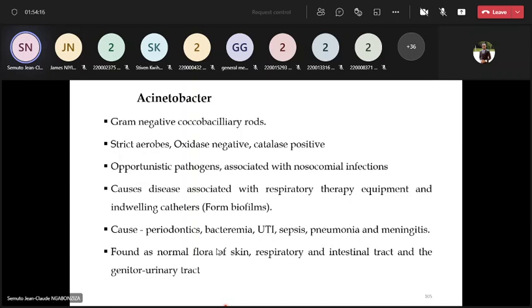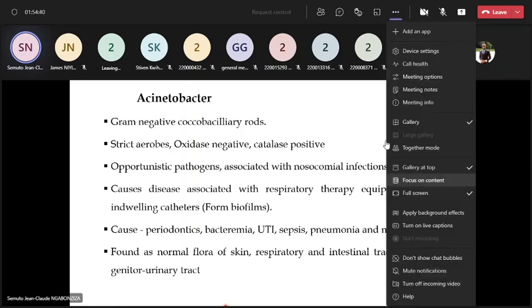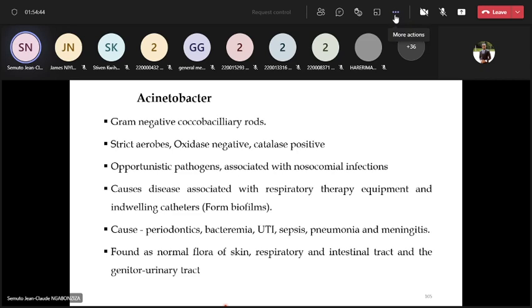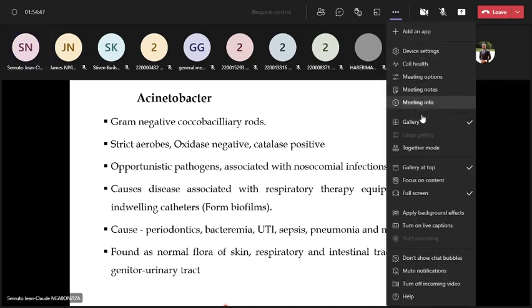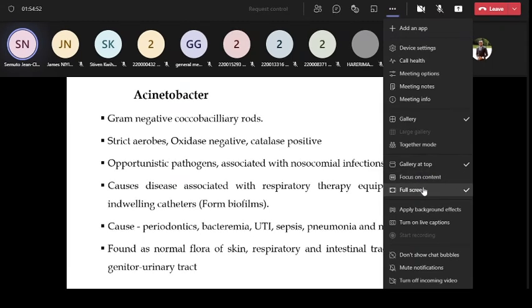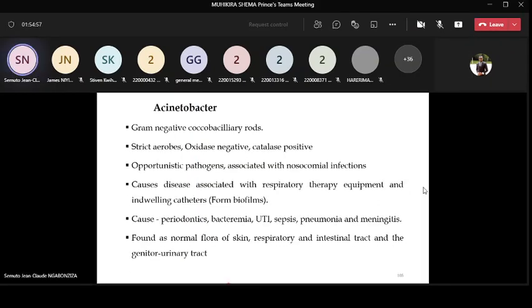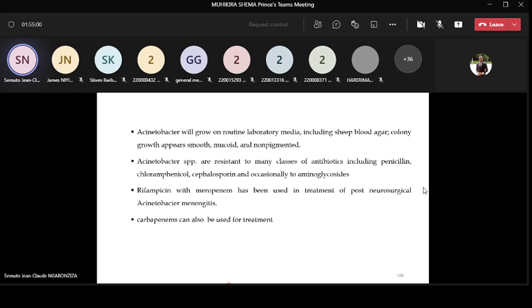like catheter, and they form biofilm on the equipment or the internal or external body. They can cause periodontitis, bacteremia, urinary tract infection, sepsis, pneumonia, but all these are related to the immune system of the host. They can be found as normal flora of the skin, respiratory, and intestinal tract, causing sometimes genitourinary tract infection, UTI, as we said.